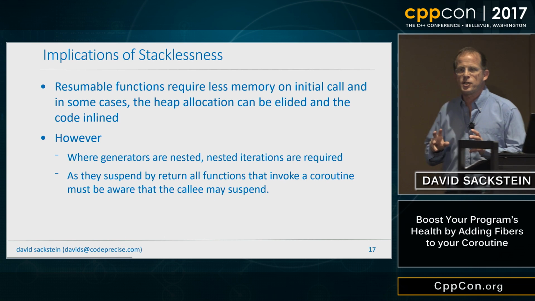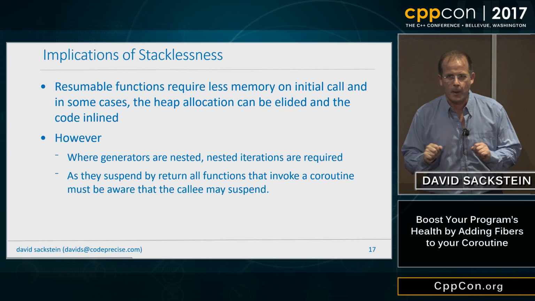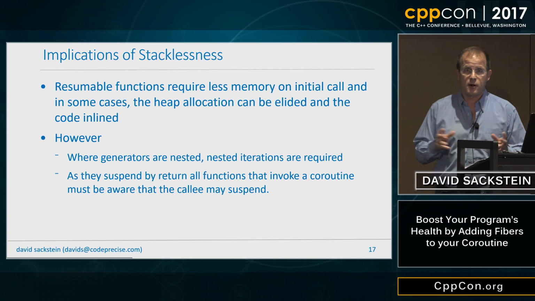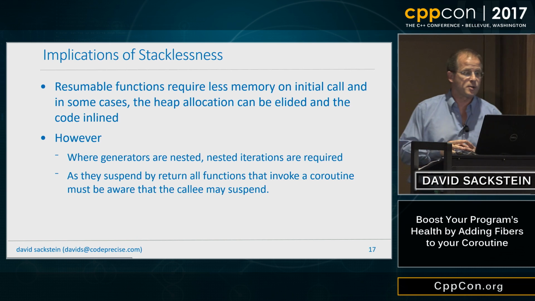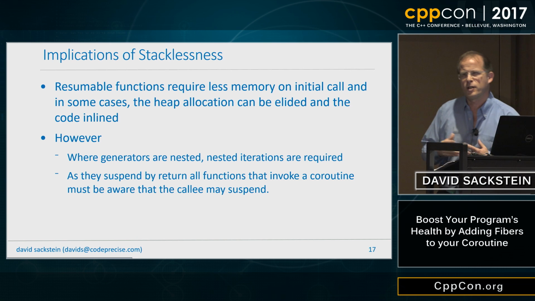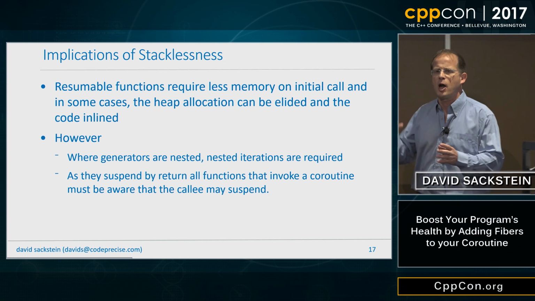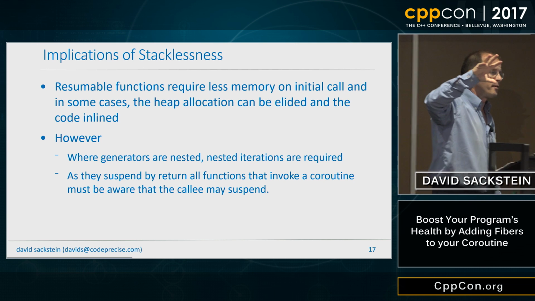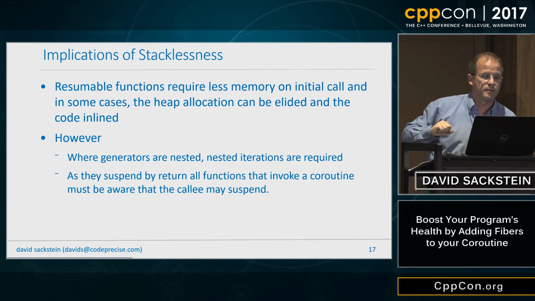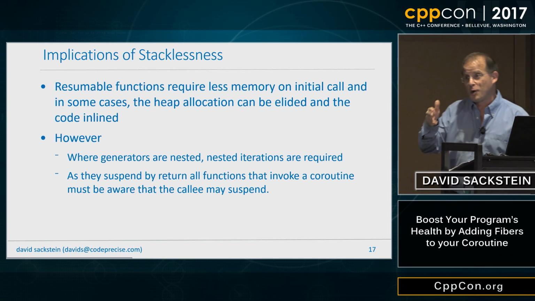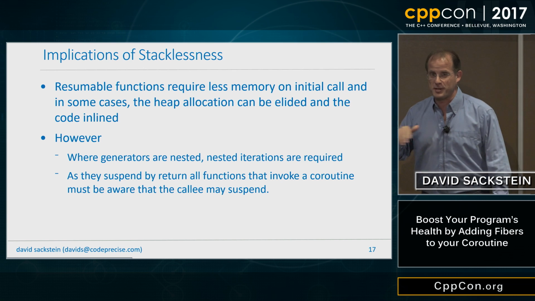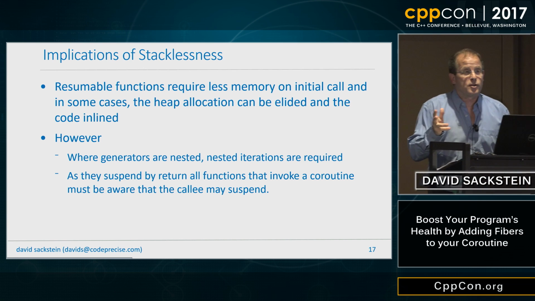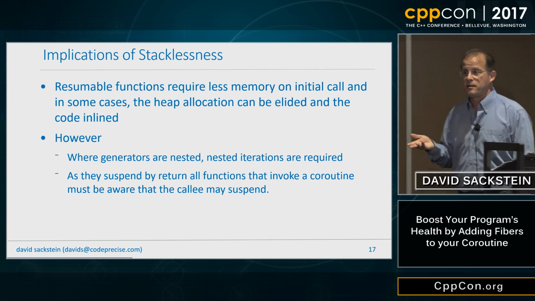So let's talk about the implications of the stackless and the stackful. Okay? A resumable function which is stackless, as the Coroutine TS is proposing, requires much less memory on initial call. You're not allocating a stack. You're allocating only enough information to capture the state of that function, that is, the body of the coroutine. In some cases, as Gor has demonstrated in numerous articles and in his talks, that heap allocation can be elided, and it can even be made a stack allocation.